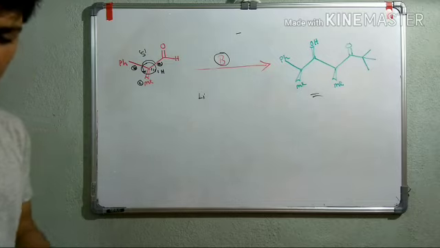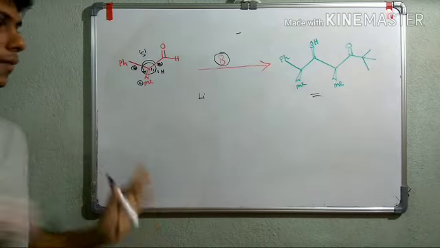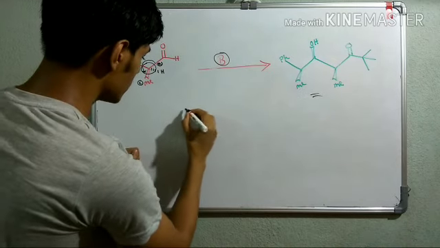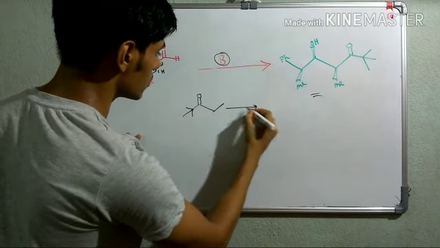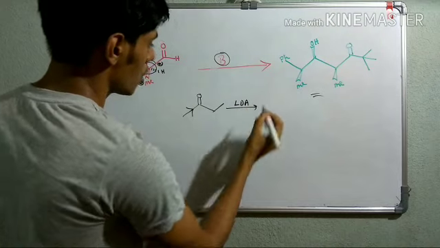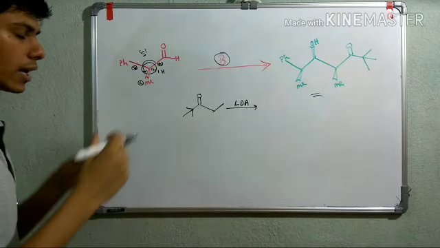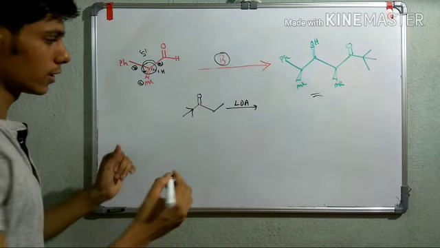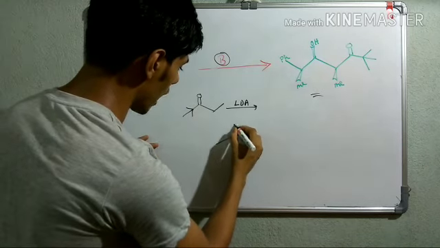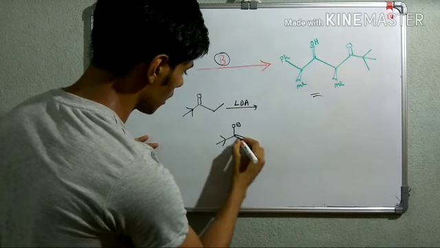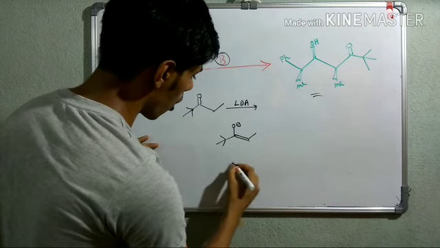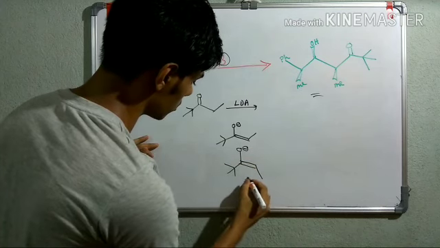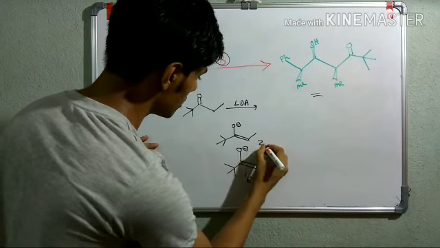One thing I should discuss before drawing the Zimmerman-Traxler model is that you are given this ketone, and it is treated with LDA first. Now, when you treat a ketone with LDA, what will be the geometry of your enolate? It can have 2 geometries. Either it may be this Z, or it may be E. So this is E and this is Z.